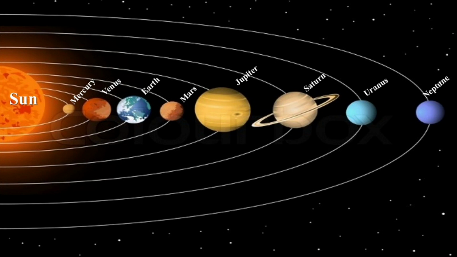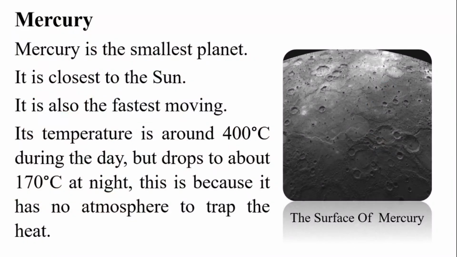What is the speciality of Mercury? Mercury is the smallest planet, and it is very close to the Sun, as you can see in the image. It is also fast moving. Its temperature is around 400 degrees Celsius during the day, but drops to about 170 degrees Celsius at night. So its temperature keeps varying.